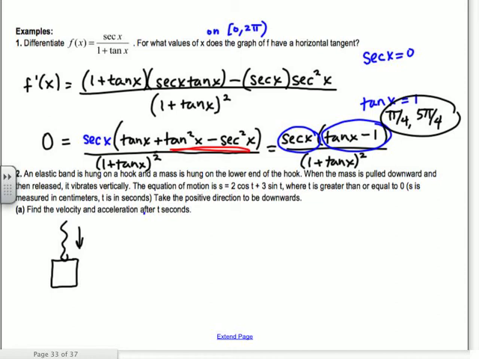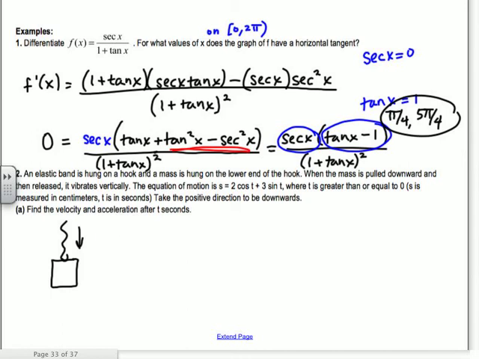Your equation of motion is s equals 2 cosine t plus 3 sine of t, where t is greater than or equal to 0. So it's time, so it has to be greater than or equal to 0. s is measured in centimeters, t is measured in seconds. We're going to take the positive direction to be downwards. So when I go this way, I'm going to say like 2 centimeters, and if it bounces back, it would be a negative number of centimeters.